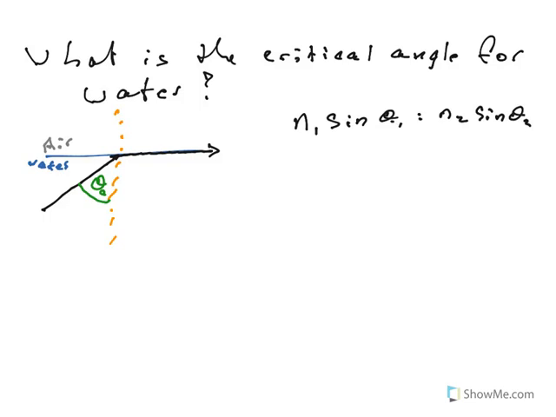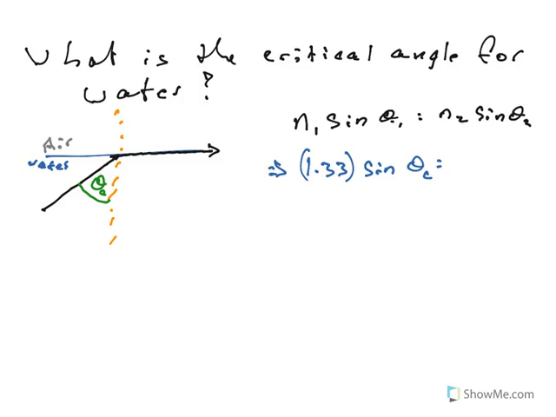Now, for our discussion, what are the ones and what are the twos? I'm starting in the water and I'm going to air. So water is 1, air is 2. So we say, okay, n1, that's water's index of refraction, 1.33. Sine of theta 1, what's theta 1? That's the angle in the water. That's what I'm looking for, so I call it theta c.